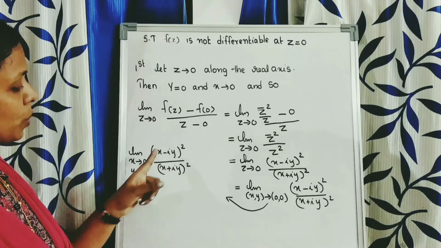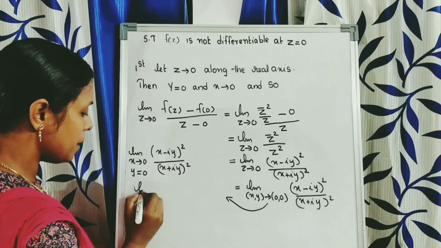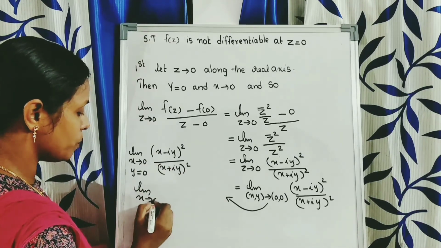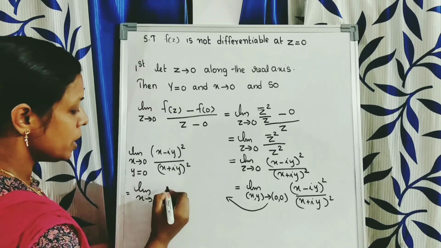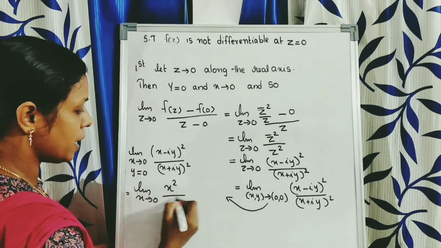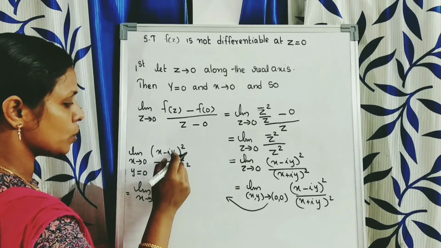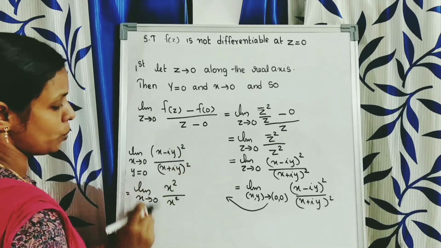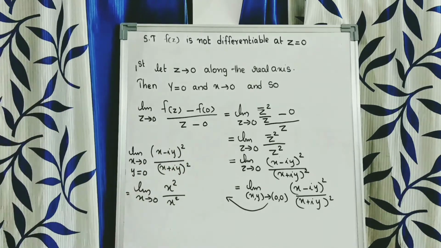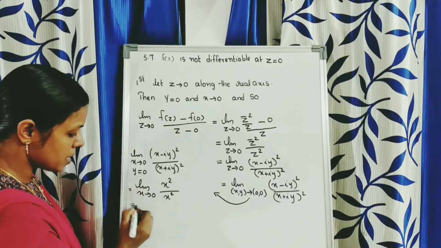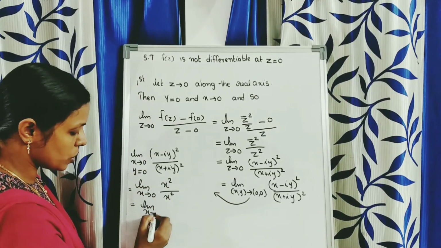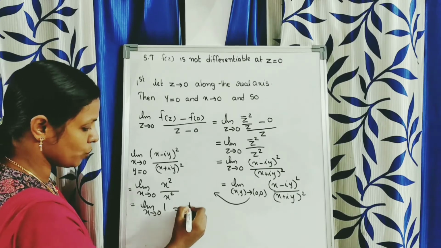Putting y equal to 0 in this function, we get limit x tends to 0, x square divided by x square. Here y equal to 0, so the y terms become 0. We get x square by x square, and x square by x square is 1. We get limit x tends to 0 of 1, that is equal to 1.